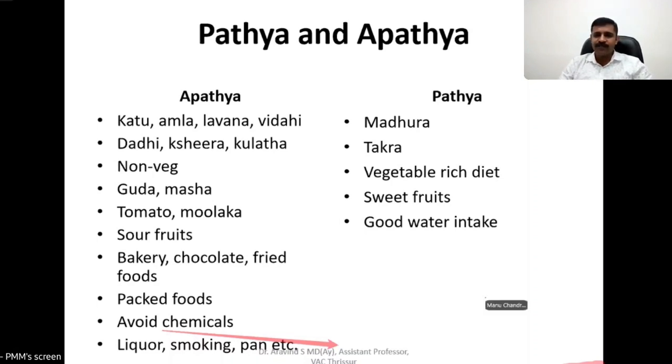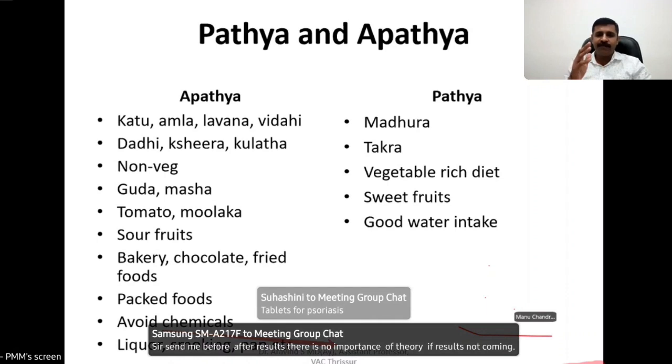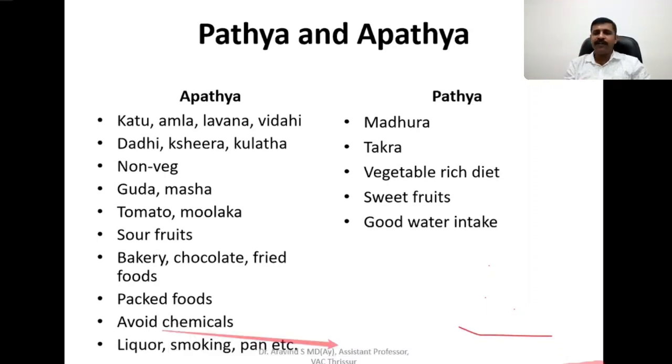The next is fried food items. Then packed food items. Fried food items, as you all know, increase amatva. And in packed food items, there are a lot of chemicals, including preservatives, coloring agents, etc. So continuous usage of packed food items is not going to work. It's not good for any sort of thing, not only in the case of psoriasis, for all diseases it's not good. Then liquor, smoking, pan, etc., all those things are going to produce raktadushti, so they should be avoided.